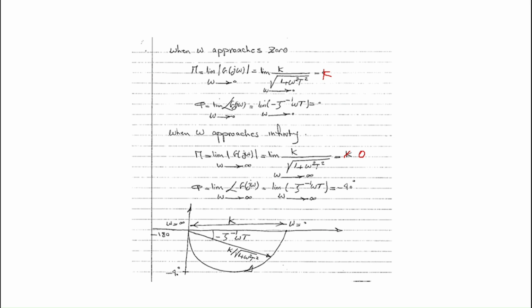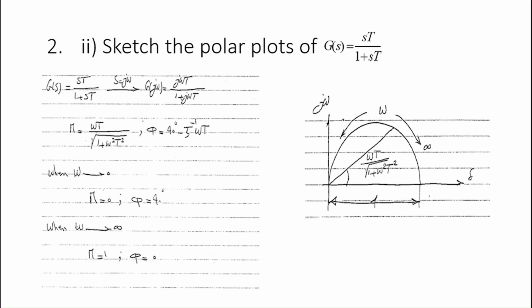Moving on to the second part of question number 2, that is to sketch the polar plot of st upon 1 plus st. Again, what we have to do is directly substitute s with j omega. When we do that, we get j omega t whole thing upon 1 plus j omega t.